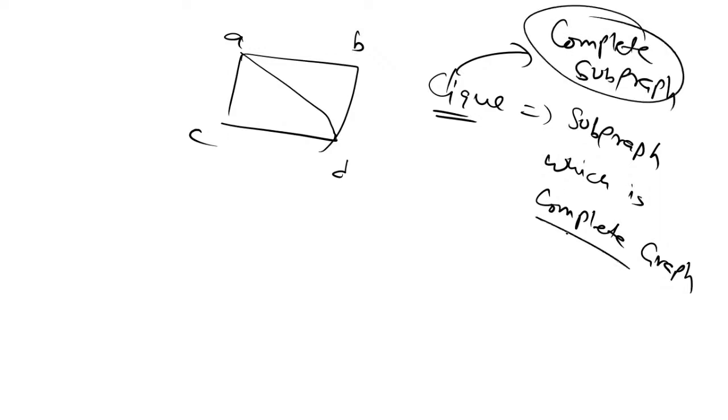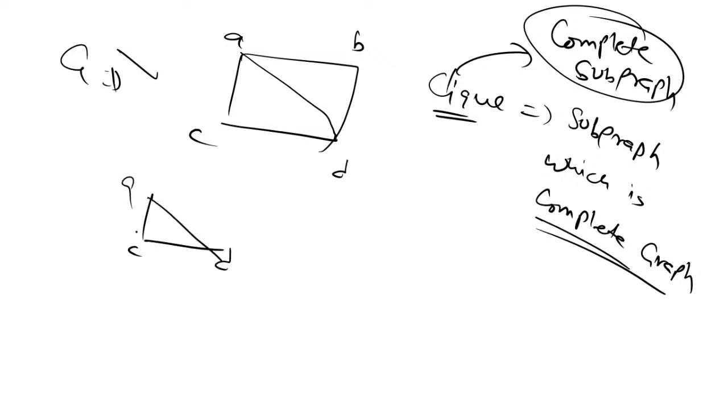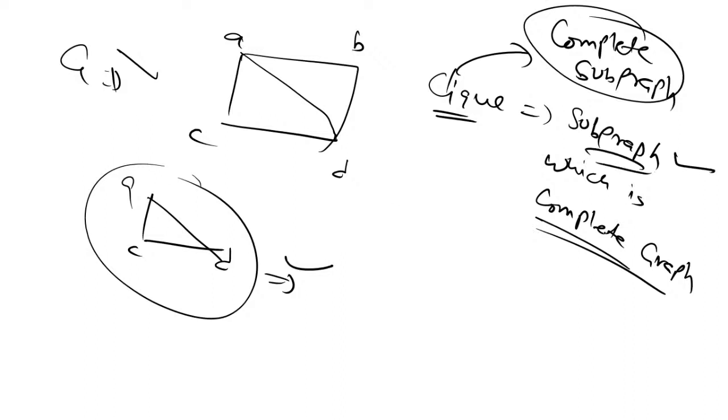You already know what a complete graph is. Complete graph means all the vertices are connected. That is your complete graph. So for example, let's assume this is your graph. Then you can see this A, C, D is a clique. Why is this a clique? Because first of all this is a subgraph, and this is a complete graph. So this is a clique.